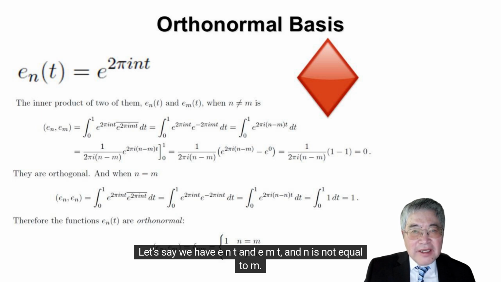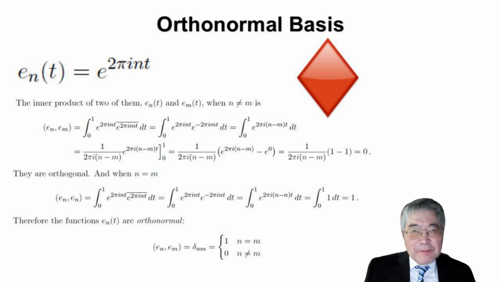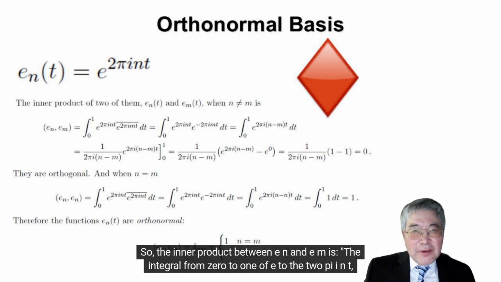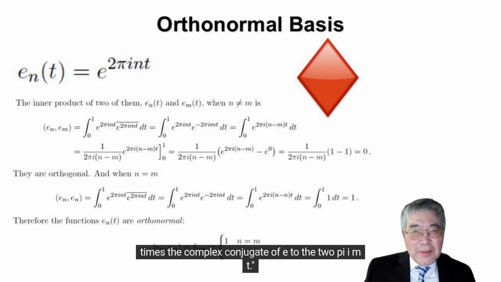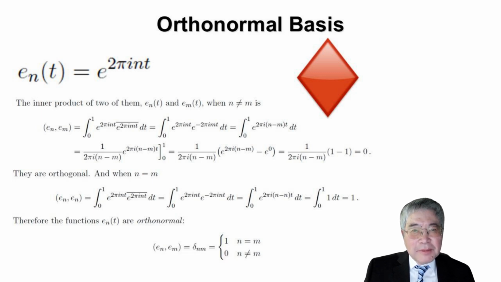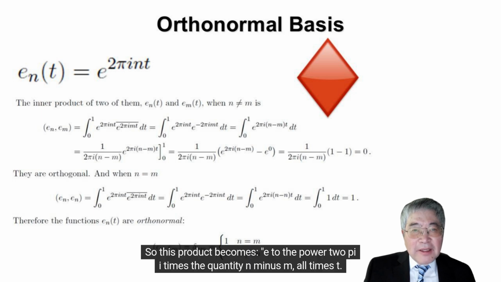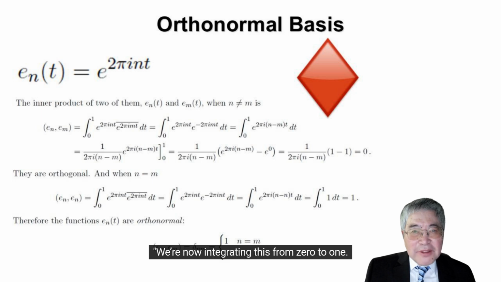Let's say we have e_n(t) and e_m(t), and n is not equal to m. Since we're in a complex function space, remember that we have to conjugate the second function when we compute the inner product. So the inner product between e_n and e_m is the integral from 0 to 1 of e to the 2πint times the complex conjugate of e to the 2πimt. Now taking the conjugate of an exponential just flips the sign in the exponent. So this product becomes e to the power 2πi times the quantity (n minus m) times t. We're now integrating this from 0 to 1.